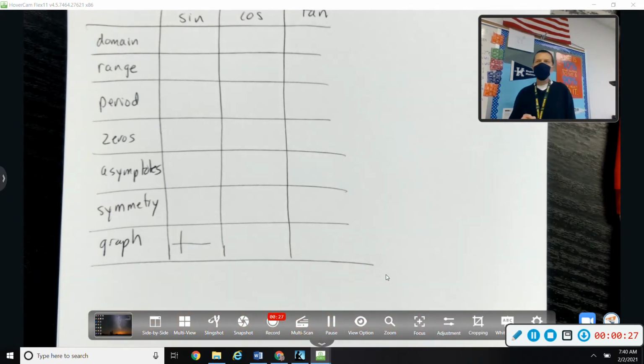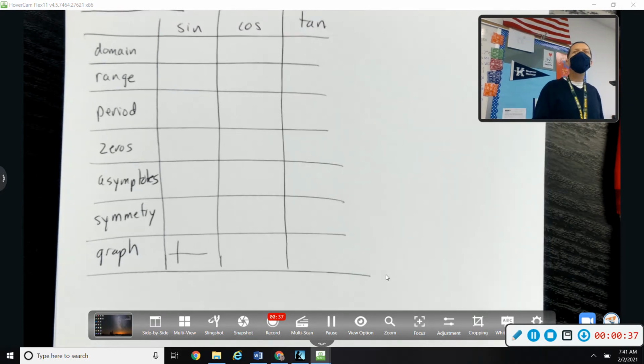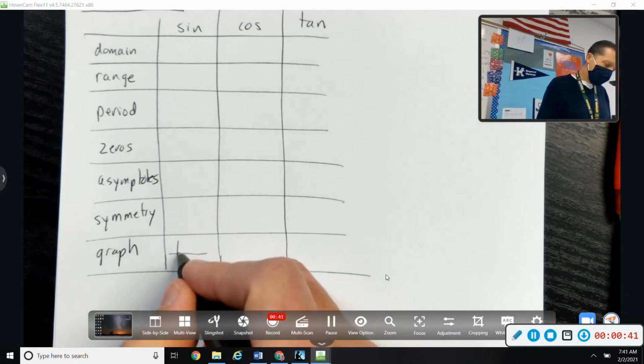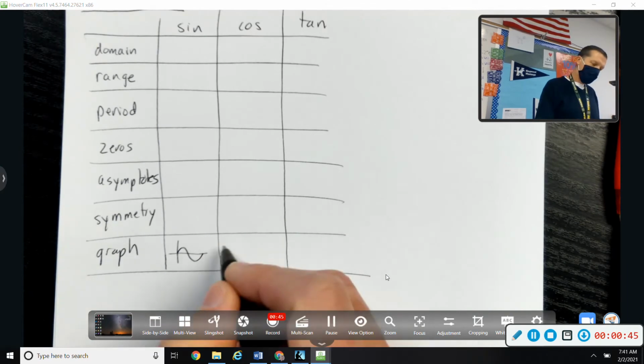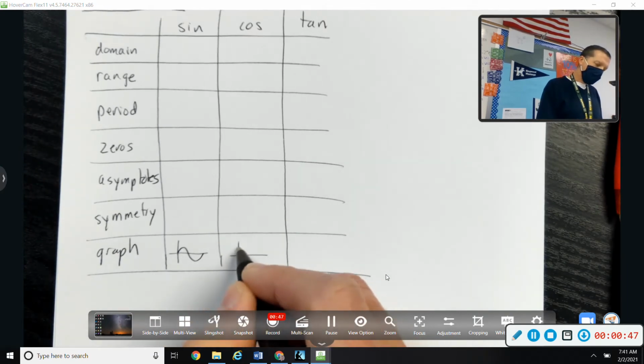So the graph of sine, where does the graph of sine start? Yeah, Andrew, it is the same thing as what you're looking at, but I want to make sure we can do it without staring at that. There's the graph of sine. Graph of cosine starts at a maximum.